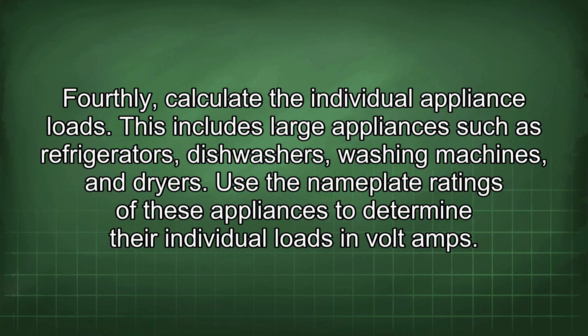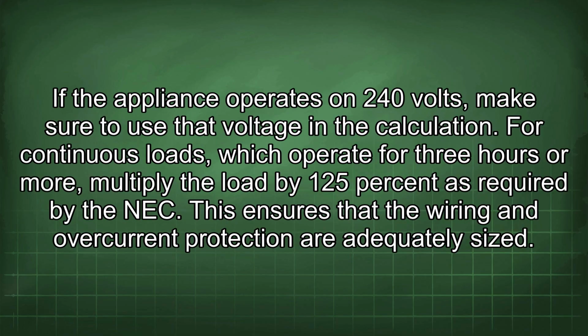This includes large appliances such as refrigerators, dishwashers, washing machines, and dryers. Use the nameplate ratings of these appliances to determine their individual loads in volt amps. If the appliance operates on 240 volts, make sure to use that voltage in the calculation. For continuous loads, which operate for 3 hours or more, multiply the load by 125% as required by the NEC. This ensures that the wiring and overcurrent protection are adequately sized.